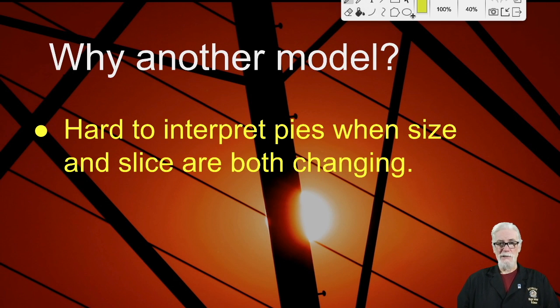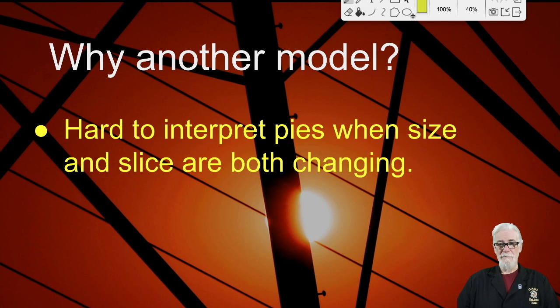Imagine you had a pie that was 8 inches in diameter, and you sliced it into 8 slices, and you took 1 slice of that pie. That's a certain amount of pie. Now imagine you wanted the same amount of pie from a 9-inch in diameter pie. Obviously it would be a skinnier slice, but how much skinnier?